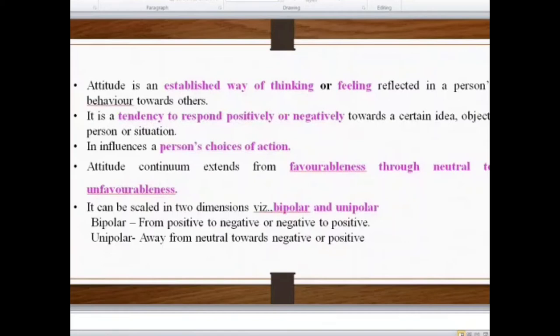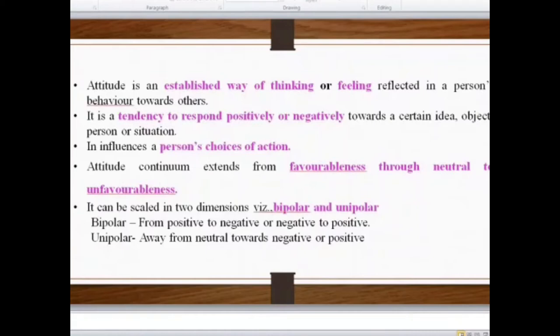Attitude continuum extends from favorableness through neutral to unfavorableness. It can be scaled in two dimensions, namely bipolar and unipolar. Bipolar means from positive to negative or negative to positive. Unipolar means away from neutral towards negative or away from neutral towards the positive.